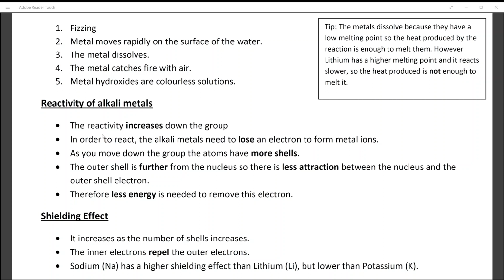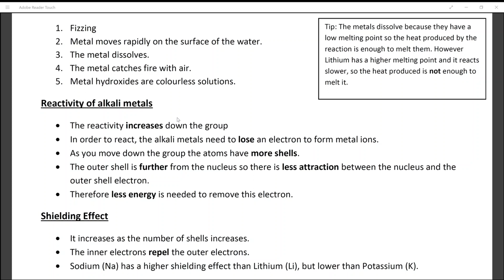Lithium has two outer shells. The outer shell of lithium is the second one, therefore it is closer to the nucleus. The outer shell of sodium is the third one. It is further from the nucleus, isn't it? Because it has three outer shells. The third outer shell is further away from the nucleus than lithium's. And potassium, the outer shell of potassium, is the fourth one. It's even further away from the nucleus.